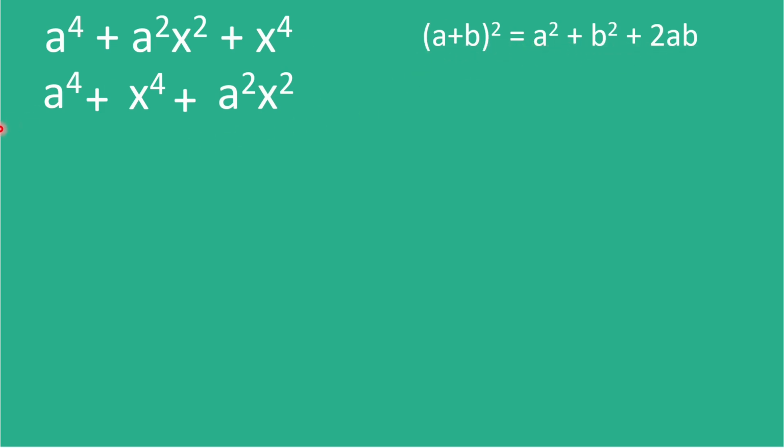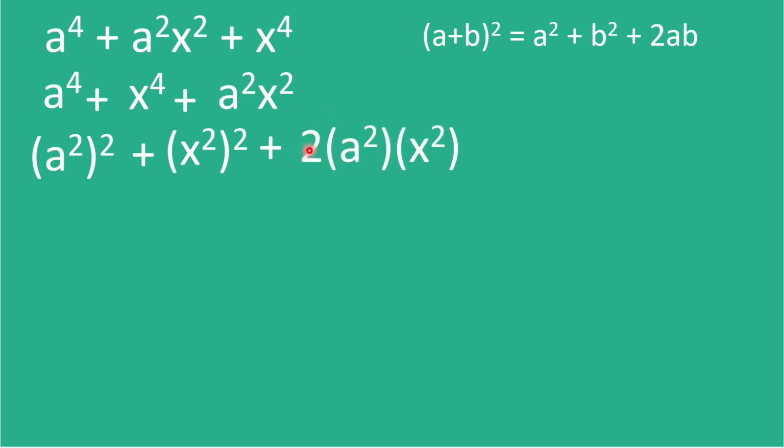So therefore we can write this a power 4 as a square all to the power square, plus this x power 4 with a similar method as x square all to the power square, and then plus 2ab. That's 2ab. That is, we have a equal to a square over here, and b equal to x square. So 2ab.